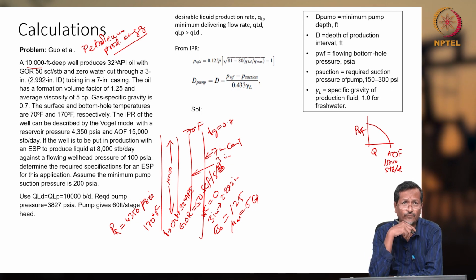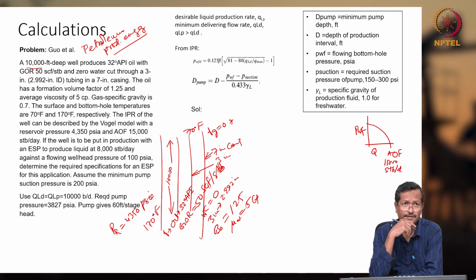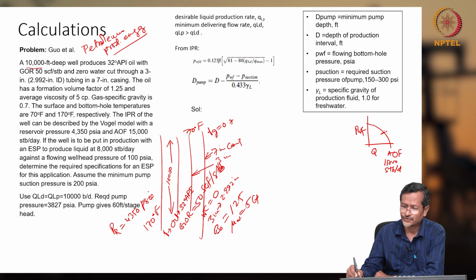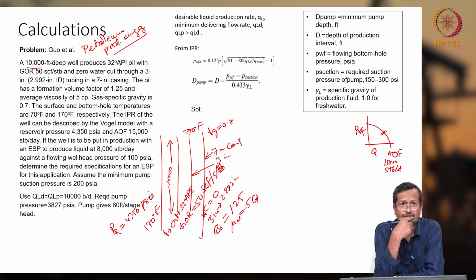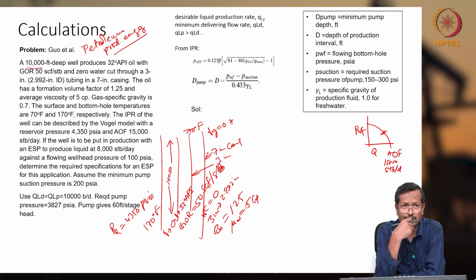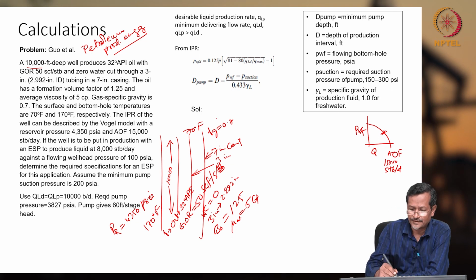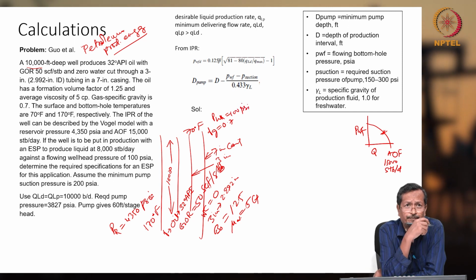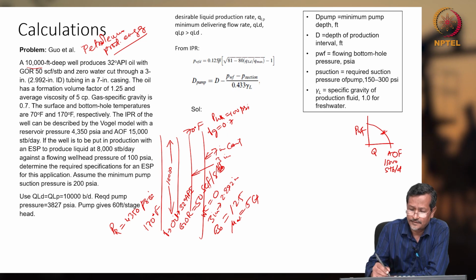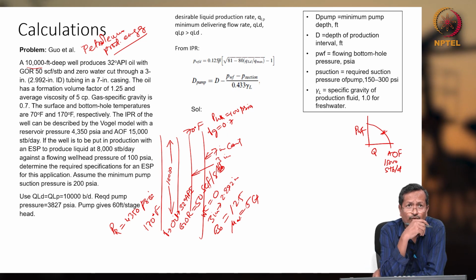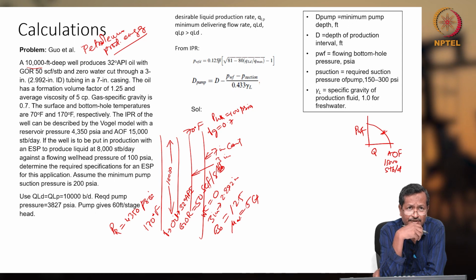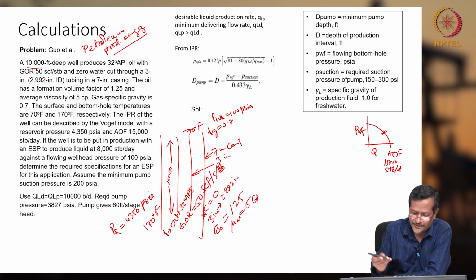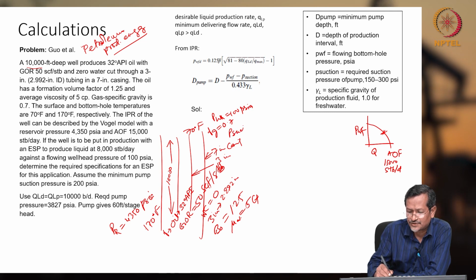If the well is to be put in production with an ESP to produce liquid 8,000 STB per day, production rate will be somewhere here, against a flowing wellhead pressure 100 psi. So P wellhead is given 100 psi, absolute. Determine the required specification for an ESP for this application. Assume the minimum pump suction pressure is 200 psi. So P suction is given 200 psi.